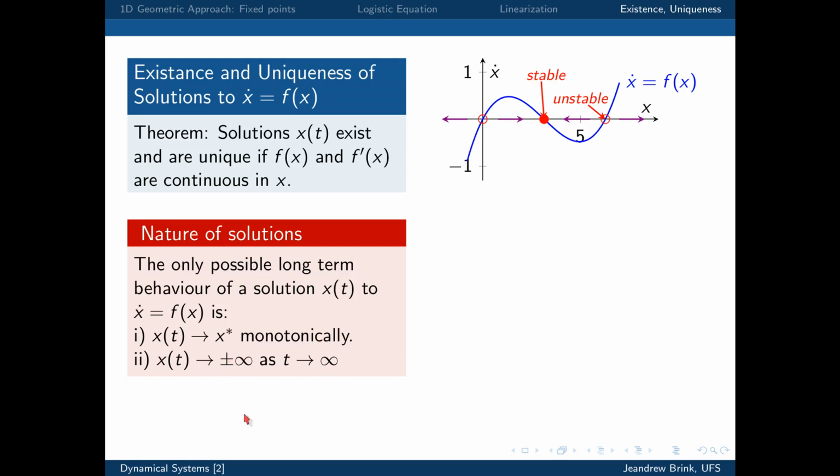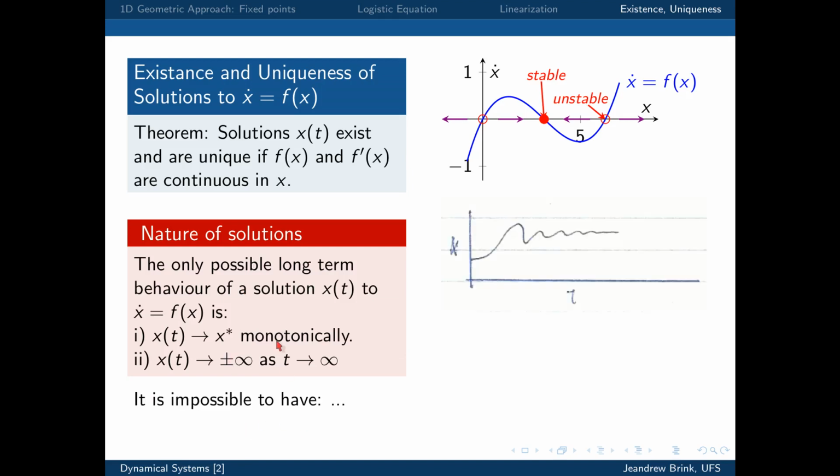And in particular, what it means is that it's impossible to have the following situations. So in one dimension, it's impossible to have something that oscillates, because that would violate the first one, that it approaches a fixed point monotonically. So it's impossible to do this. The reason is that if you start here, because you're restricted to moving along this line, you can only increase if x dot is positive, monotonically, or you can decrease if x dot is negative, also monotonically, but you cannot oscillate. So this is not allowed for solutions to this equation.